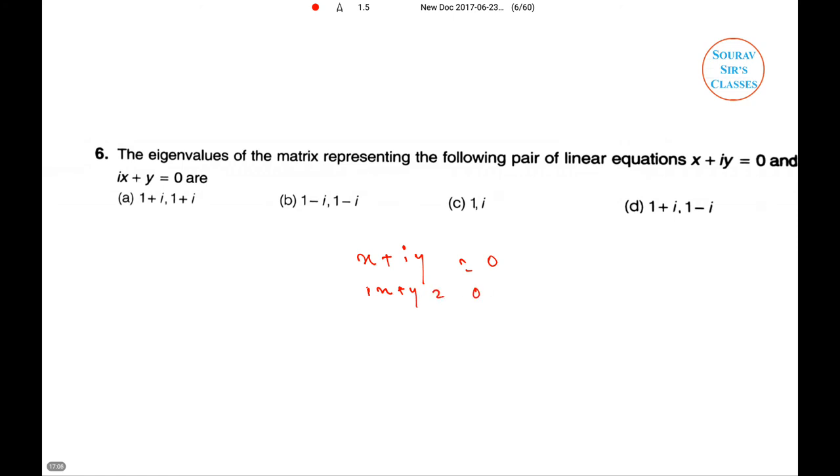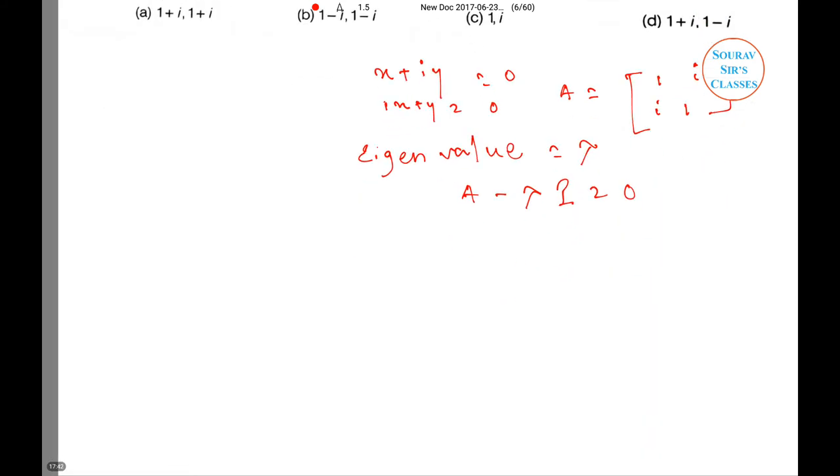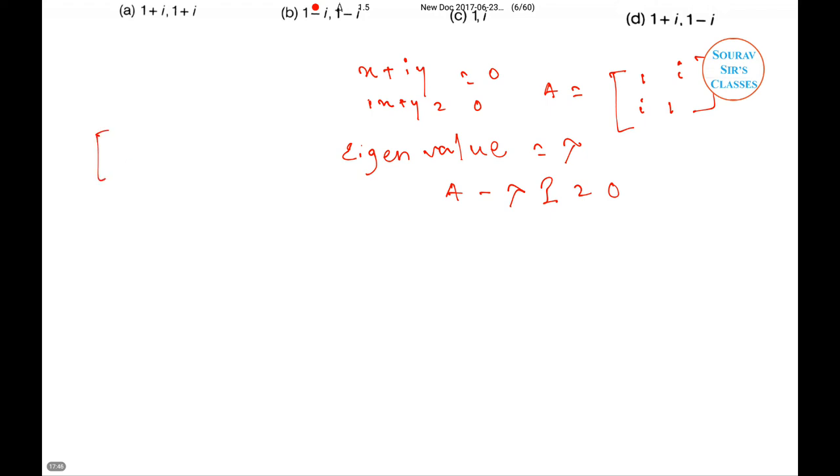Now we know that these equations are linear, so from these equations we can form a matrix, and that will look something like this: [1 i; i 1]. Now the standard procedure for solving the eigenvalues, that is represented by lambda, we will have to solve this equation: A minus lambda I is equal to 0. Now writing it in terms of the matrix, that will look like [1 i; i 1] minus lambda [1 0; 0 1] is equal to 0.